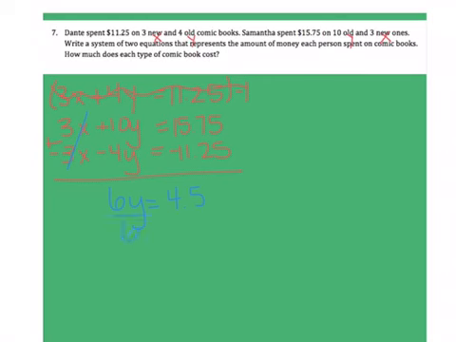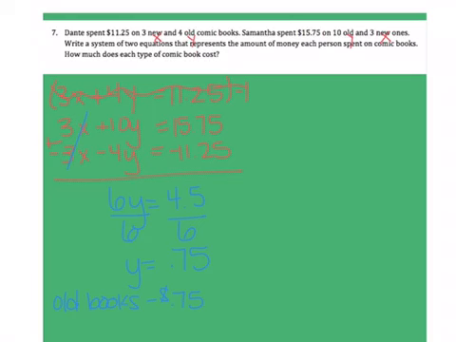Now divide by 6, divide by 6. So y is going to be 0.75. So now I know that my old comic books are going to be 75 cents. You need to make sure you write that in words for me. So now we're going to take that 75 cents, plug it in for the old books, and find out how much the new ones are.